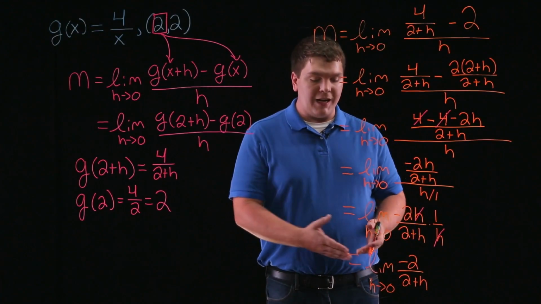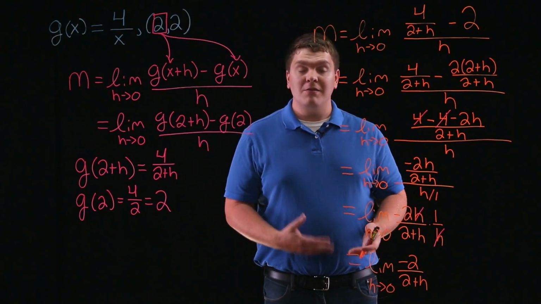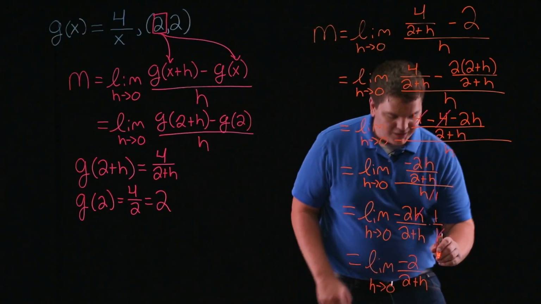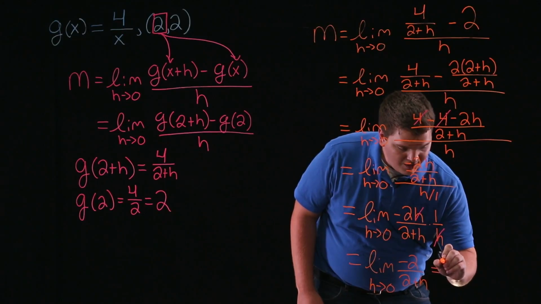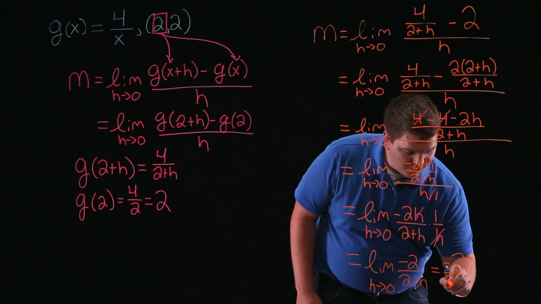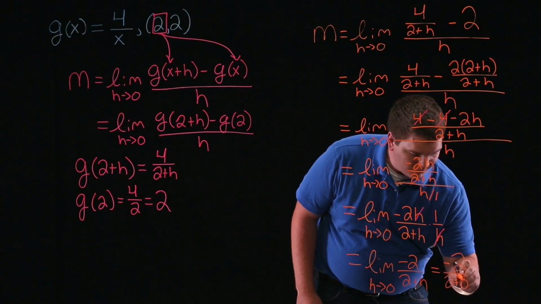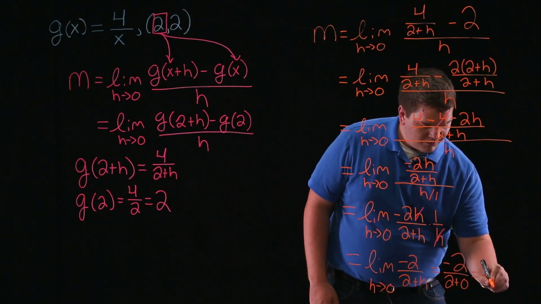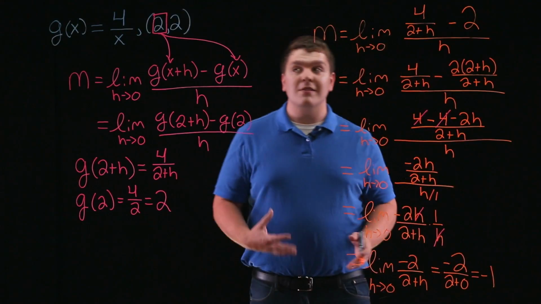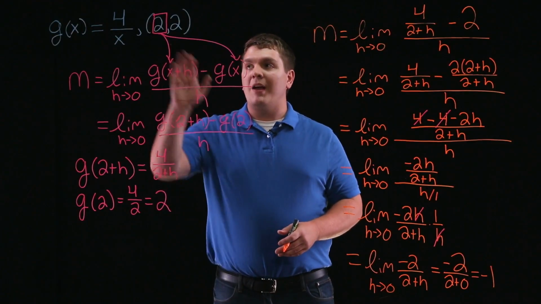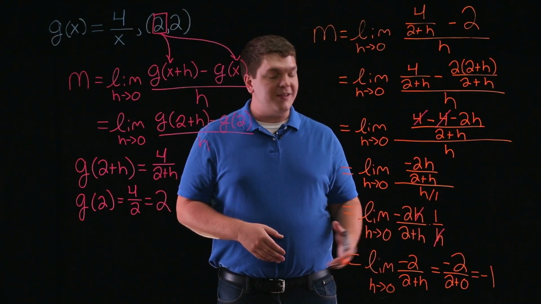And at this stage, we can actually take the limit by letting h approach 0. So we can substitute h equals 0 into the expression. And this leaves us with negative 2 divided by 2 plus 0, which simplifies down to negative 1. So what this tells us is that the slope of the graph of 4 divided by x at the point (2, 2) is negative 1.